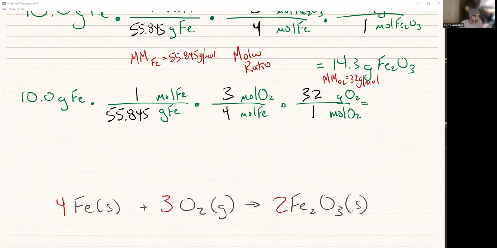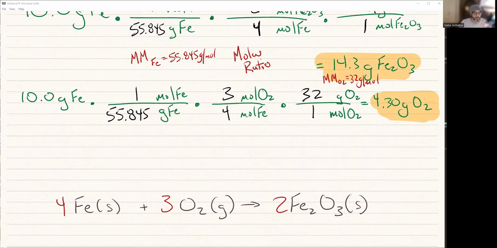Let me walk through how I would do the math. 10 grams divided by 55.845, enter. Times 3, enter. Divided by 4, enter. Times 32, enter. 4.297, so round it to 3 sig figs. We end up with 4.30 grams of O2. That's my final answer there. So there we go.